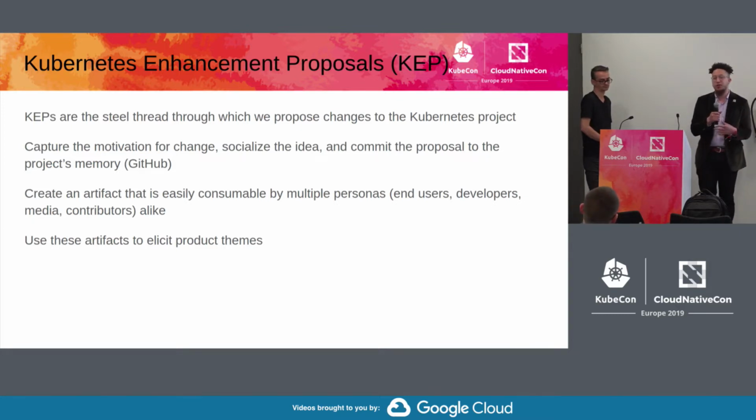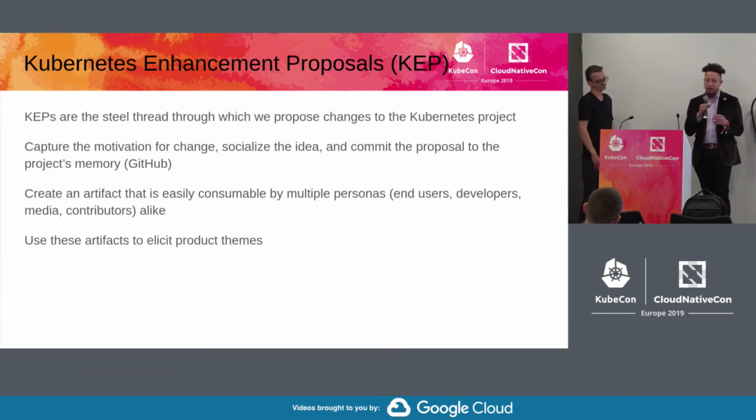Part of the idea for a KEP is that an end user should be able to use it, a developer should be able to use it, the media should be able to read a KEP and generally get the gist of what's going on in that feature. Having these documents, if you want to call them PRDs or what have you, inspired by the Python PEPs and the Rust RFCs, allows you to map the history of the project and also get an idea of what the themes are for the project. So that's the idea.